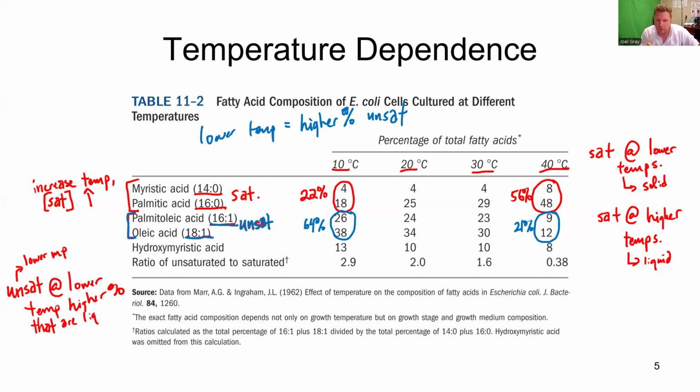The question is, what is the purpose? Like, what are we trying to build? We're trying to build a membrane with a certain amount of strength. If we're at a low temperature, we want it to be just as strong as if we're at a high temperature. And the cell responds by modulating the percentage of these different fatty acids because they have different physical properties.